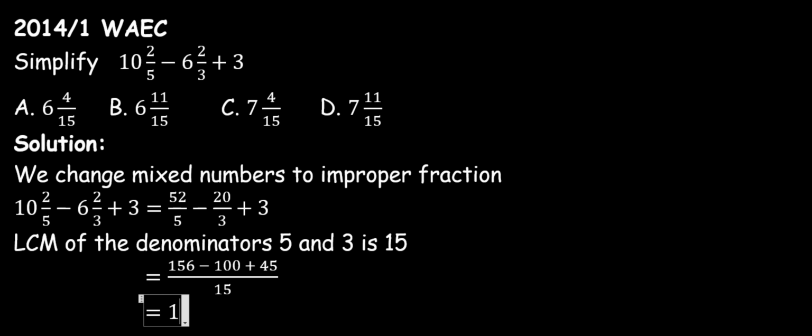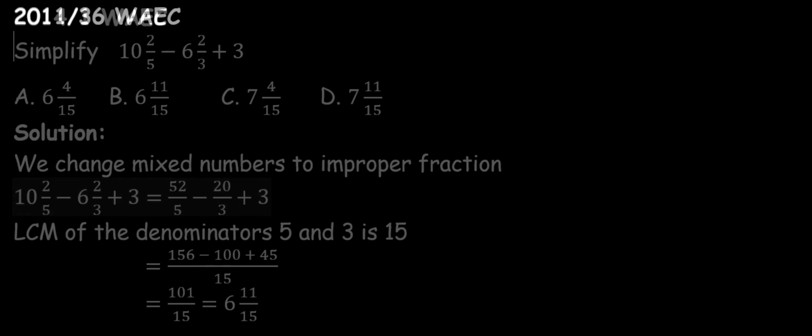Next, you do your simple arithmetic operation of addition and subtraction. Once that is done, you will have 101 over 15, which is the same as 6 whole number 11 over 15. Another example. Simplify 1 whole number 3 over 4 minus bracket open 2 whole number 1 over 3 plus 4. The options are given.